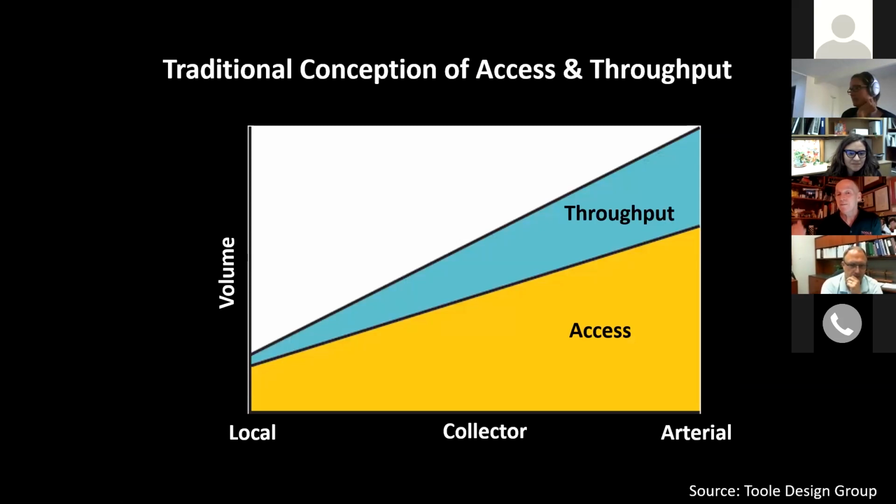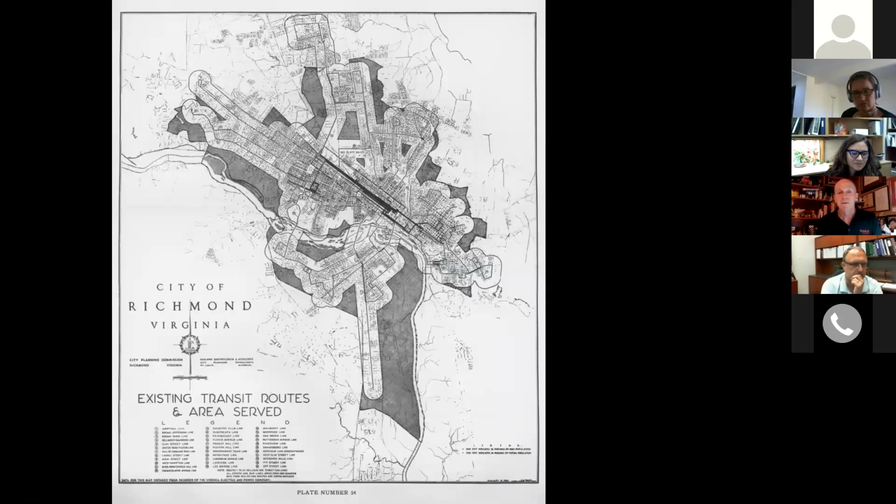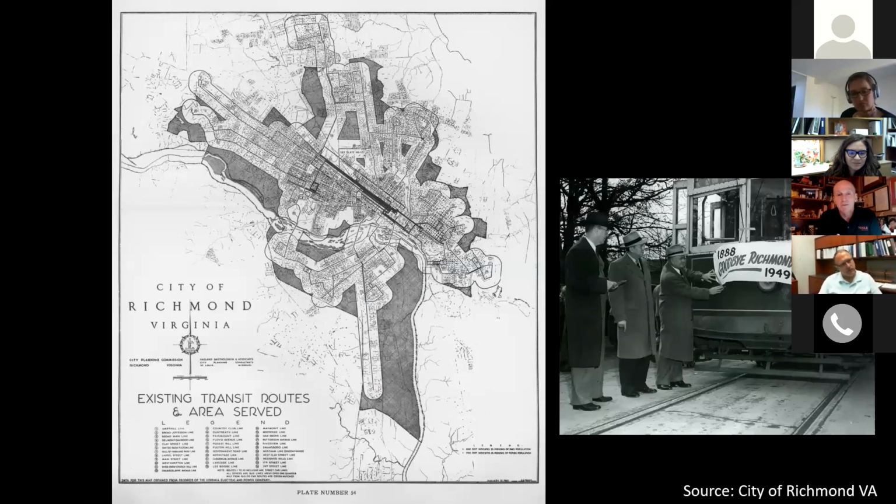So arterials, truthfully, have a huge access role, and they have a throughput role as well, more so than a local street. But modernists will tell you that arterials are for throughput as an excuse to deny access to businesses and speed them up. So here's Richmond a long time ago, and you can see Broad Street, the dark line down the middle, is thick because we've added up all of the trolley lines, and you can see the trolley lines going all around the city. And next to the trolley lines are those white bars, which are a 3-minute walk.